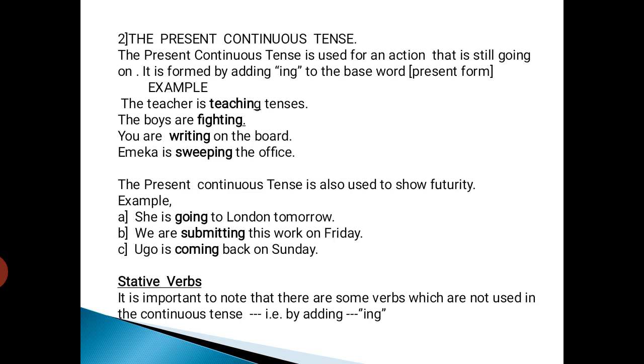Then, the second aspect of the present tense is present continuous tense. The present continuous tense is used for an action that is still going on. It is formed by adding ing to the base word, that is present form. For example, the teacher is teaching tenses. The boys are fighting. They are fighting now and they are still fighting. As I'm talking, they are still fighting.